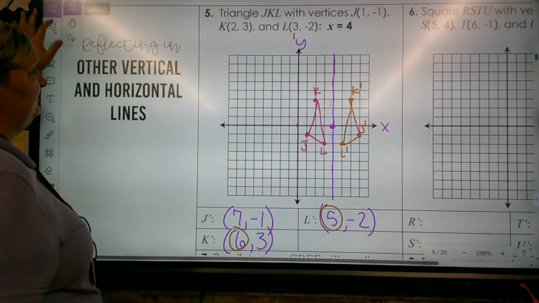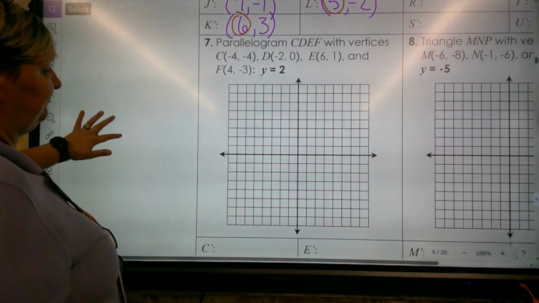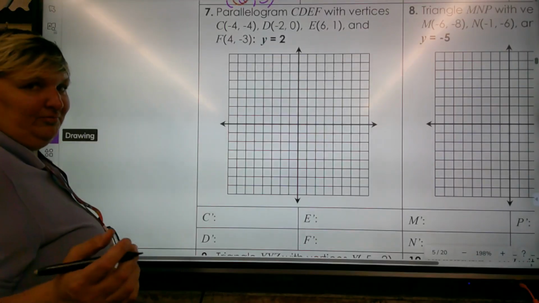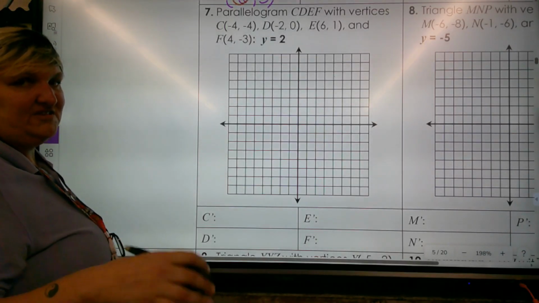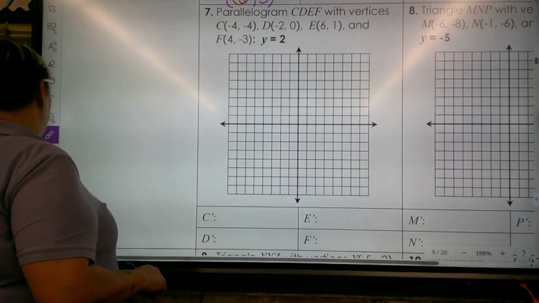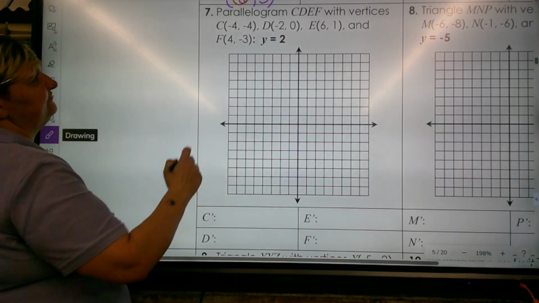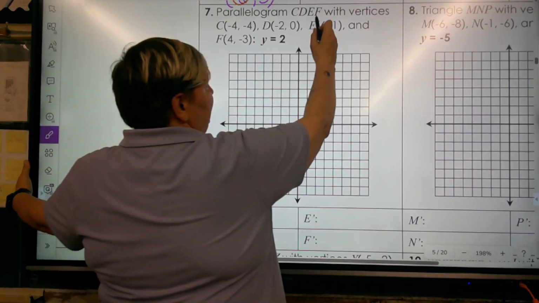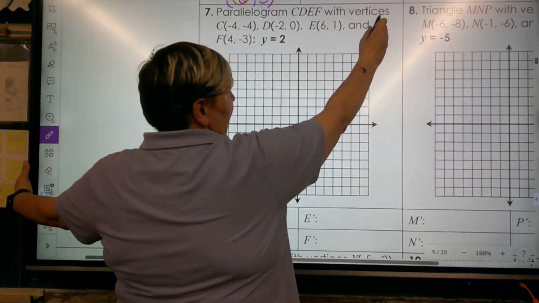You decide. Let's do another one. We'll do it both ways. The first time we did it by plotting the image and finding the coordinates. This time we'll do it backwards. All right, so we'll plot the original parallelogram. It's going to have 4 corners, C, D, E, F, four corners with vertices.